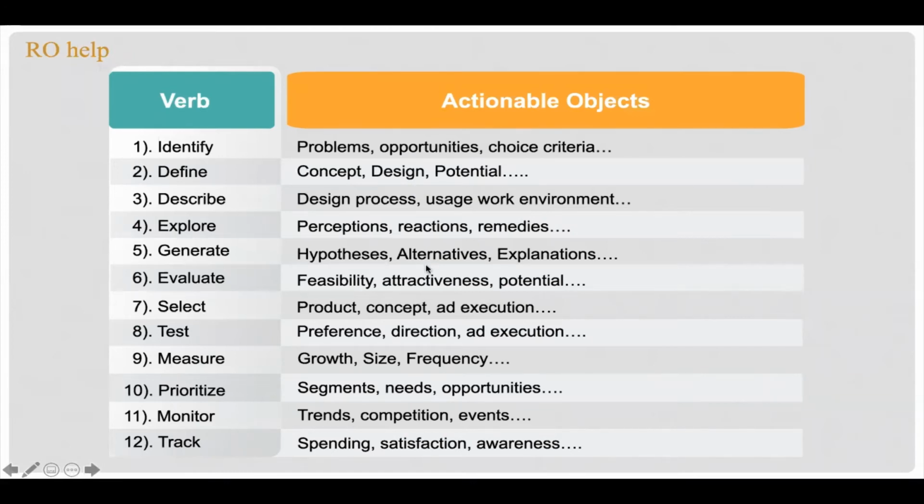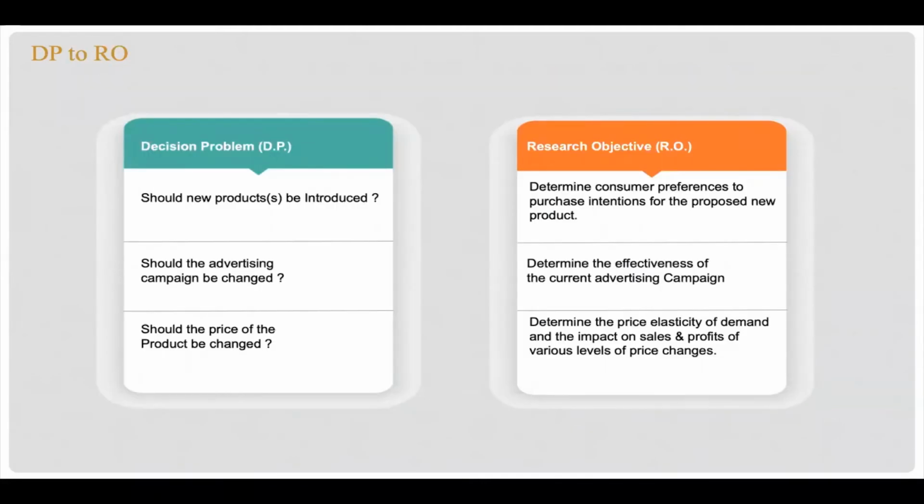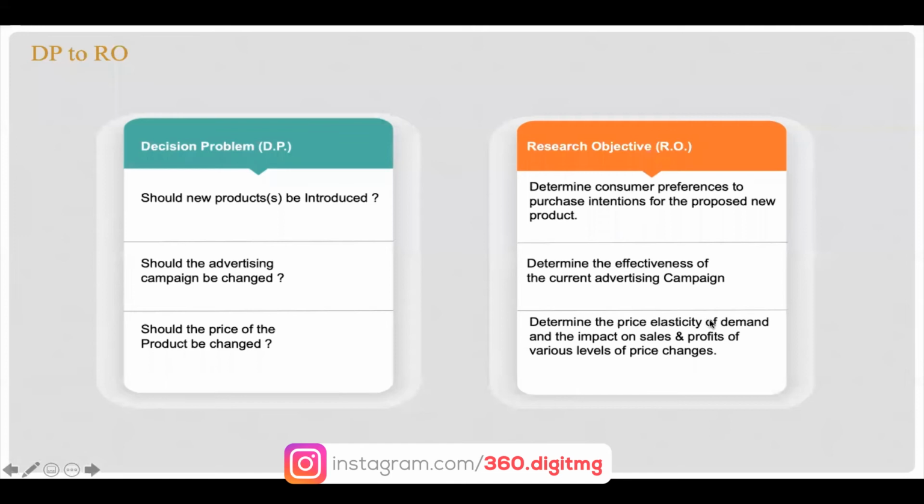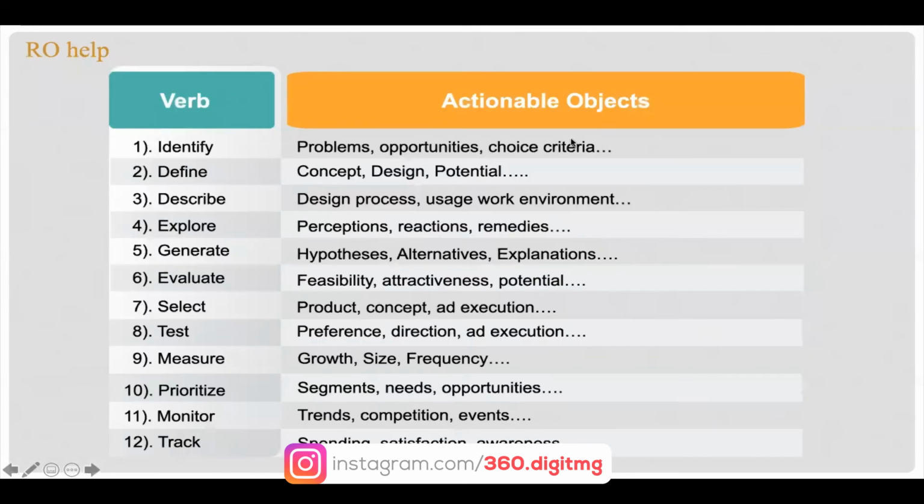And here are a few examples which might help you. Identify is an action verb. The actionable object could be problems, opportunities, and so on and so forth, right? Describe something, measure something, prioritize something. All these are a few things that help you compose your research objective. It has determine, which is a verb. What should I determine? Consumer preferences. Determine what? Effectiveness. Determine what? Price elasticity. So you have a verb and an actionable object.